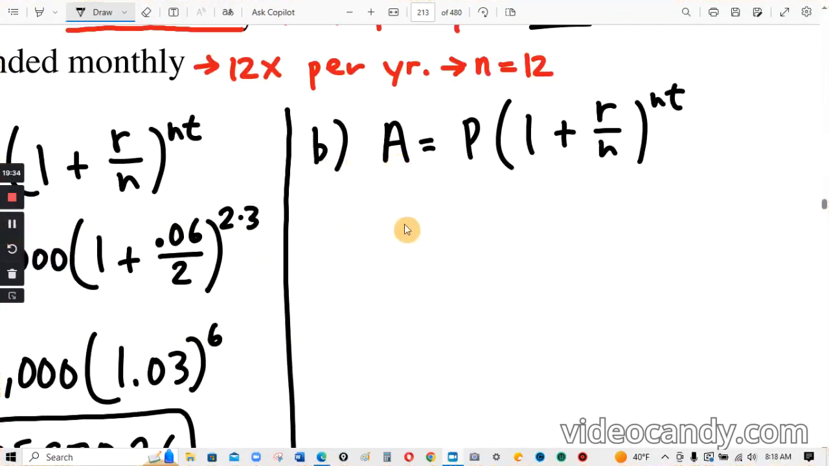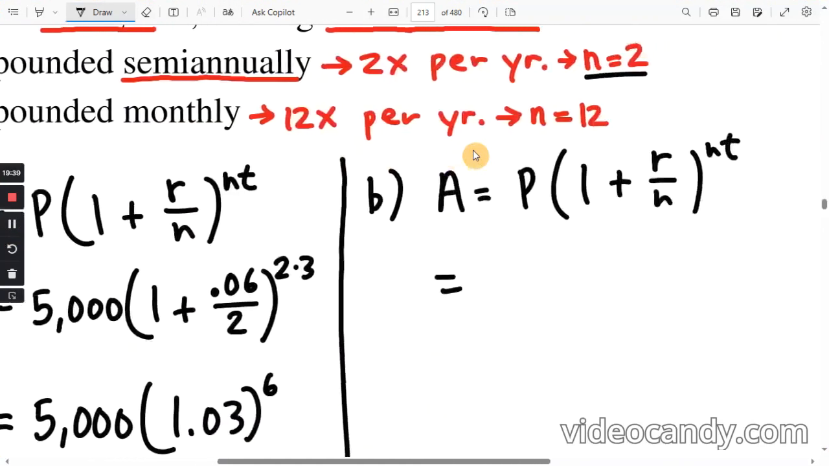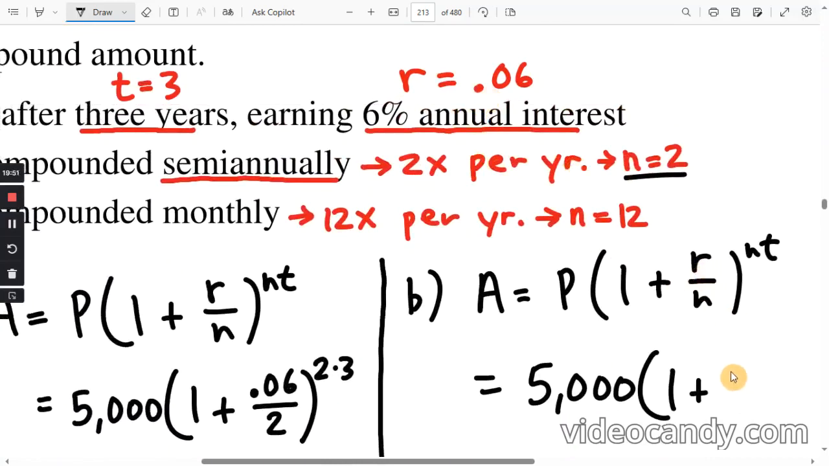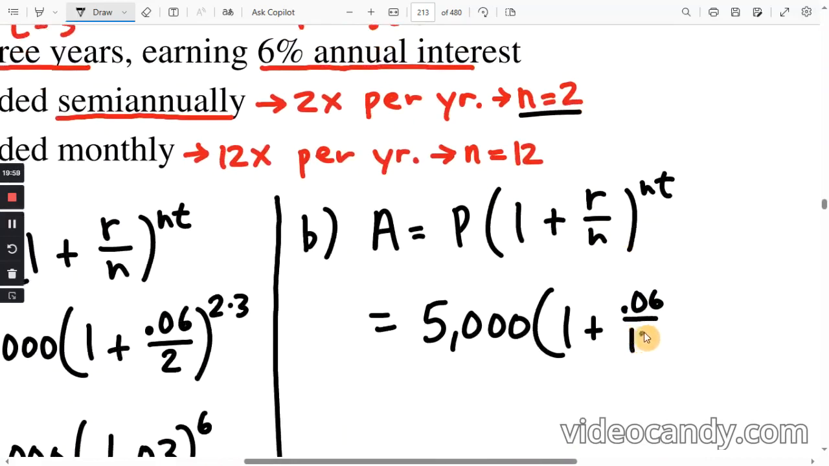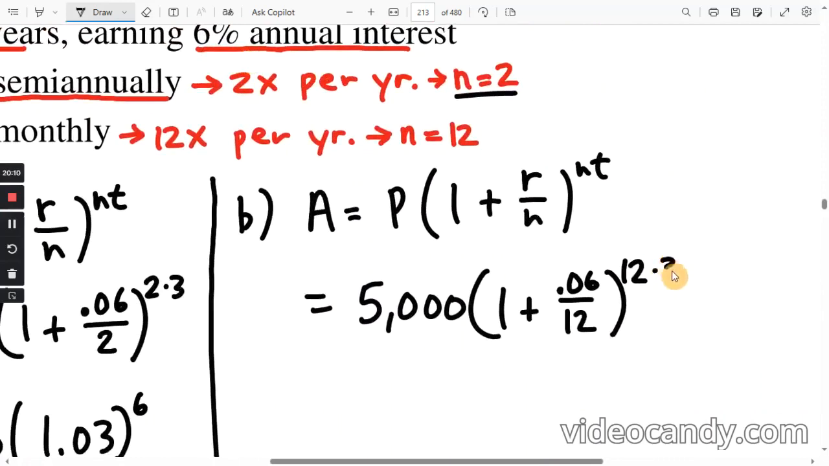Okay, part B, same formula. The principal amount invested was $5,000. 1 plus R, we said, was 0.06. And in this case, it's monthly, so N equals 12. We're dividing by 12. And the number of years T was 3 years. So the exponent is actually 12 times 3. You can stop right there.